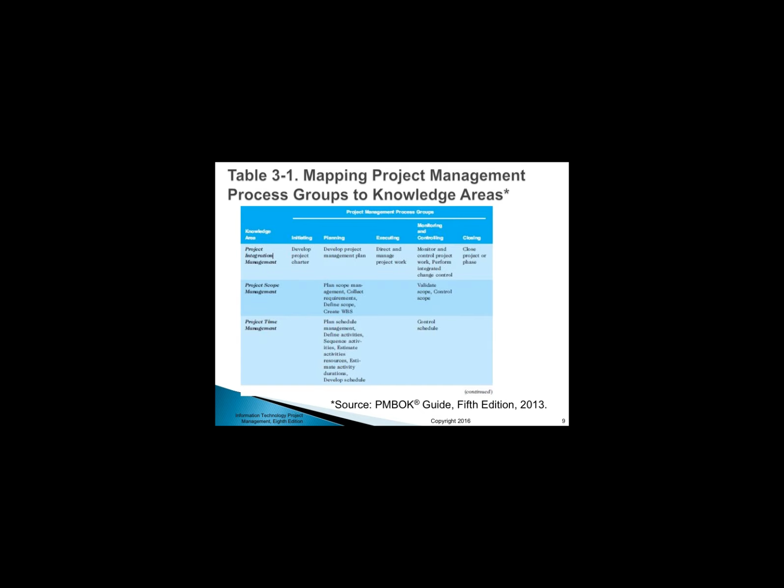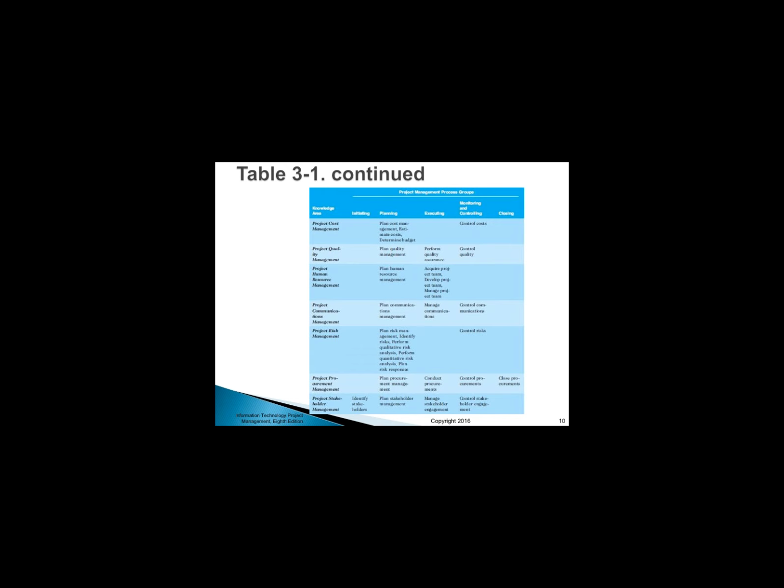Table 3-1 provides a big-picture view of the relationships among the 47 project management activities, the process groups in which they are typically completed, and the knowledge areas into which they fit. The activities listed in the table are the main processes for each knowledge area listed in the PMBOK Guide, 5th edition. Table 3-1 continued.